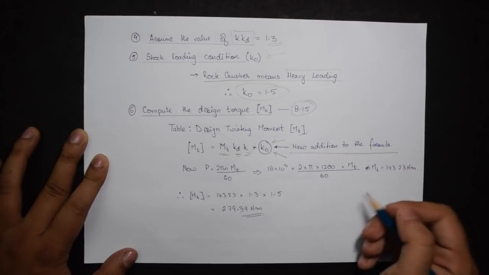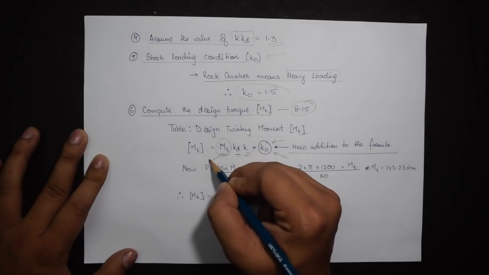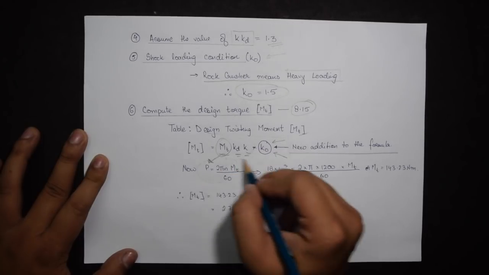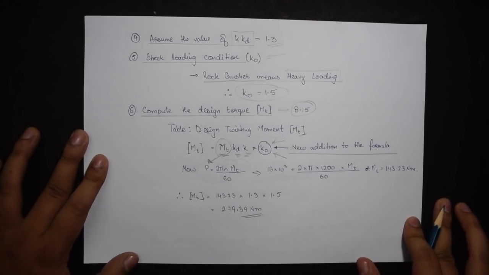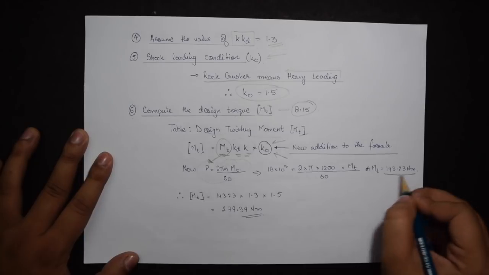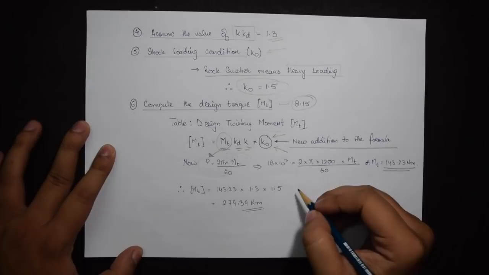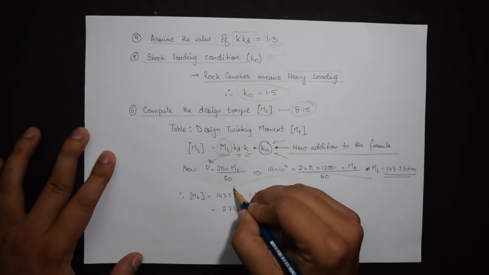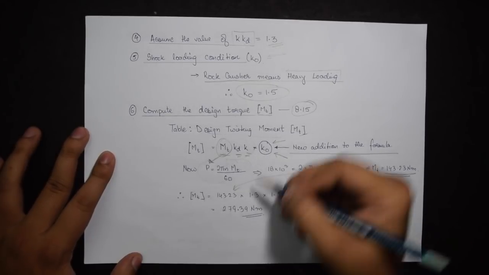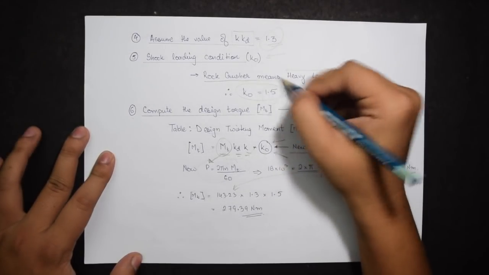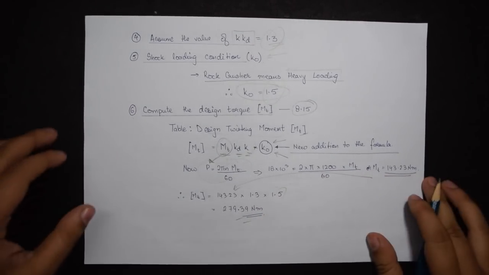To calculate the nominal twisting moment, we have a formula in relation with power, which was given in the question. P is equal to 2 pi n mt divided by 60. From here, my value of mt comes out to be 143.23 Newton meter. Substituting this value in my design MT formula, I have 143.23 into KD, which is 1.3, and K naught, which is 1.5. My value resulting as 279.39 Newton meter.